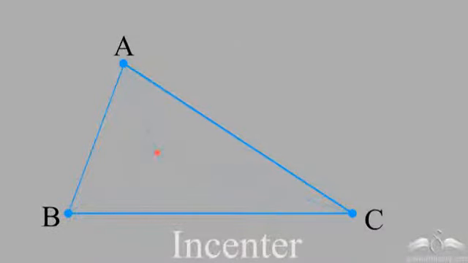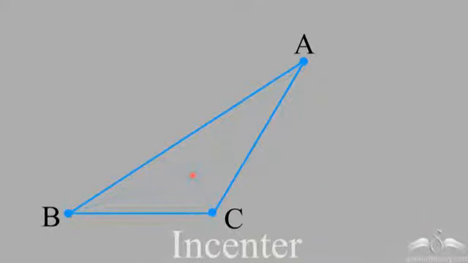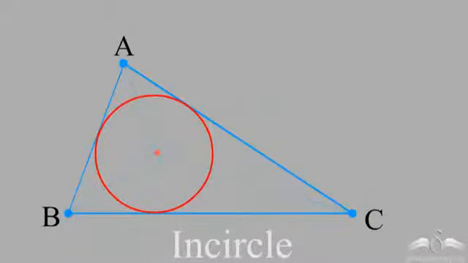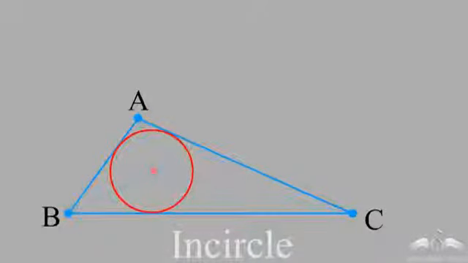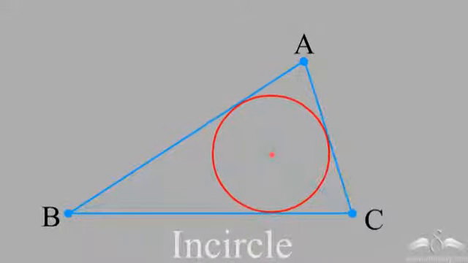Also, the incenter always remains inside the triangle. For an acute triangle also, for a right triangle also, and for an obtuse triangle also, the incenter always remains inside the triangle. And with this incenter, we can also make an incircle. Now the triangle can be of any size. You can always make a circle inside a triangle. And this circle is called the incircle.